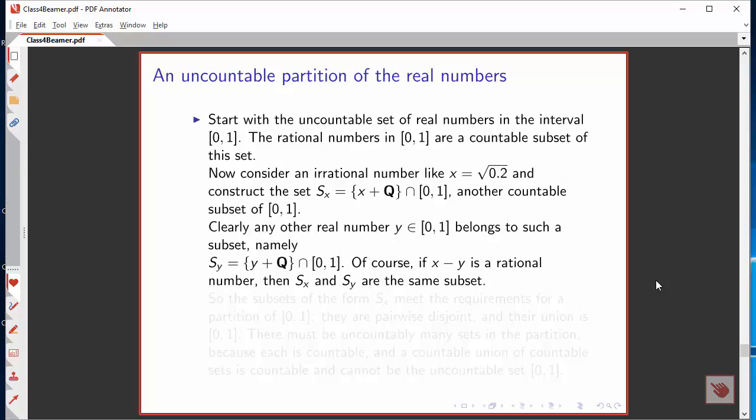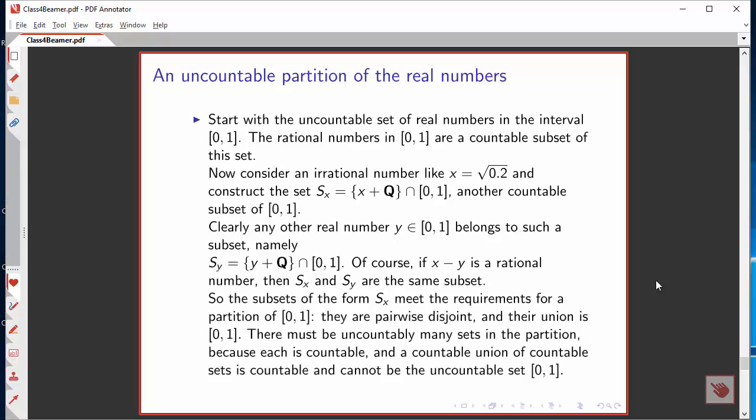Clearly, if I pick any other real number in 0 through 1, for example, pi minus 3, this is going to belong to another such subset. Just add on all possible rational numbers and keep only the sums that lie in between 0 and 1. Of course, if I happened to pick a number that differed from my original x by a rational number, then x and y would lie in the same subset.